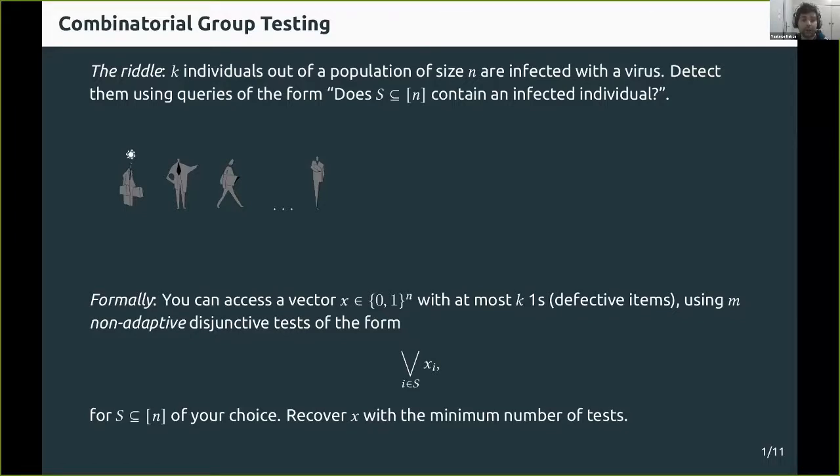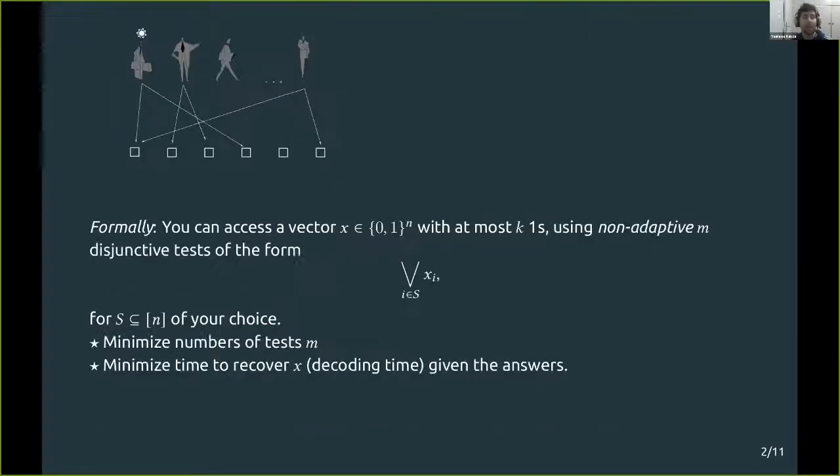You want to make m non-adaptive disjunctive tests. You pick a test S, or many sets S of some size. These are your choice, and you perform a test, which is the logical OR over all i in S of x_i. If this test is positive, it means there exists an i in S which is defective. The goal is to recover x with a minimum number of tests. Here is an illustration. You have some individuals. The first guy is infected, or defective. The first guy participates in tests 1 and 4, so test 1 and test 4 appear positive, but the other tests appear negative. The goal is to find that guy from only the outcomes of the tests.